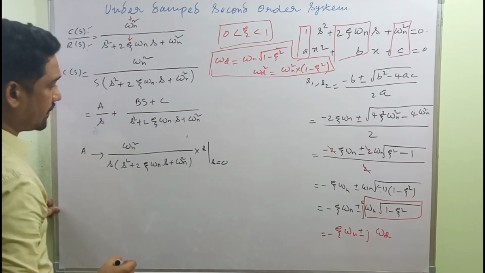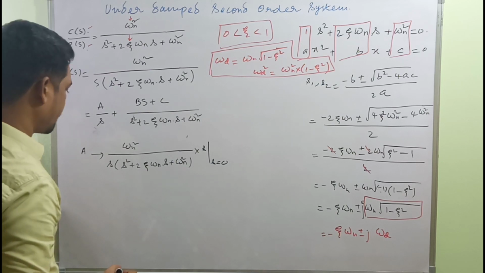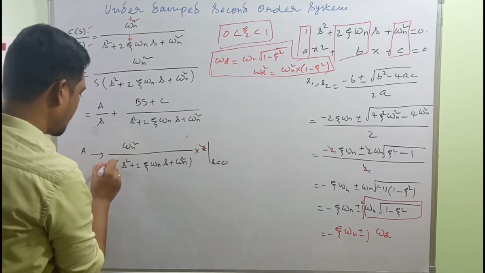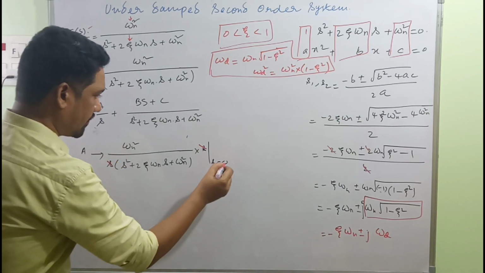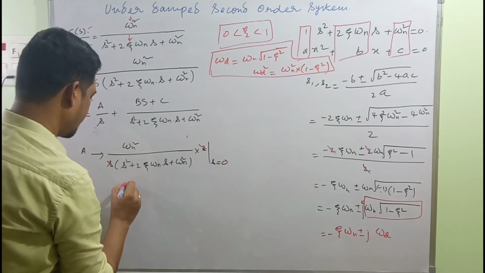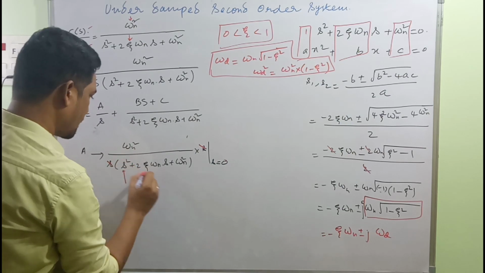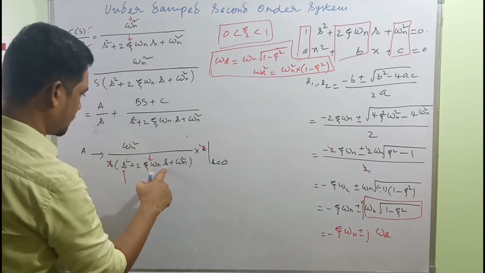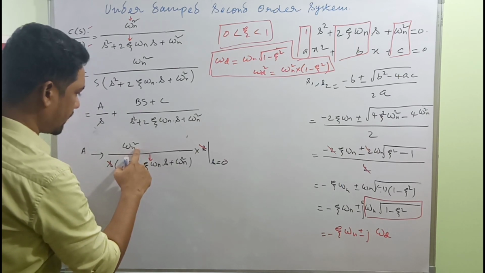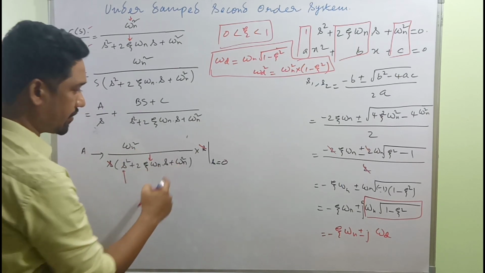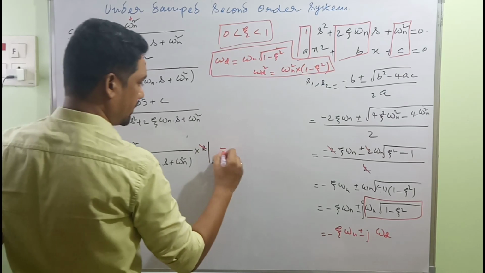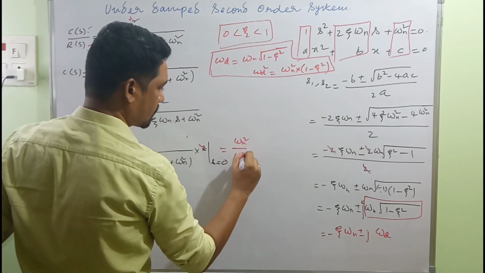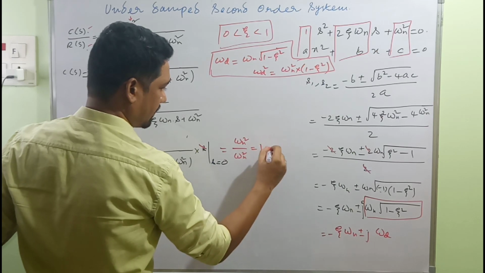This is the procedure to evaluate A, and in that case, this s and this s get cancelled. Plugging in the value of s equal to 0 over here, this becomes 0, this becomes 0, and even this entire term becomes 0 because we have s over here, right? In that case, only omega n square in the numerator and omega n square in the denominator is left over. So we'll have omega n square by omega n square, and this is the value of our A.